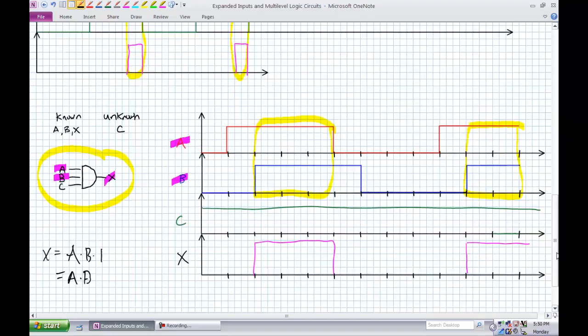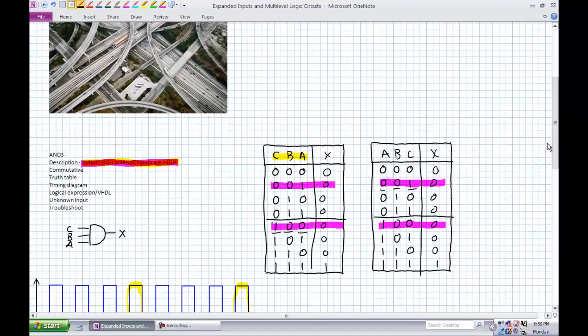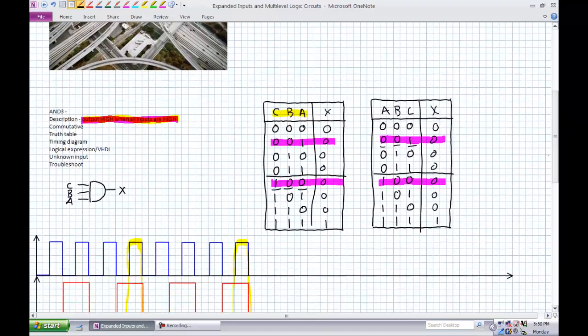Now, we did this whole thing with the three-input AND gate. We did a description of it, talked about the commutative property, the truth table, and the timing diagram. We went over the logical expression for it and how to write it in VHDL. We talked about known inputs and an unknown input, some troubleshooting, and what to do with unused inputs. What I'm challenging you to do, and this might make a good quiz or test question, is do the same thing for a four-input AND gate. Just try to come up with it.